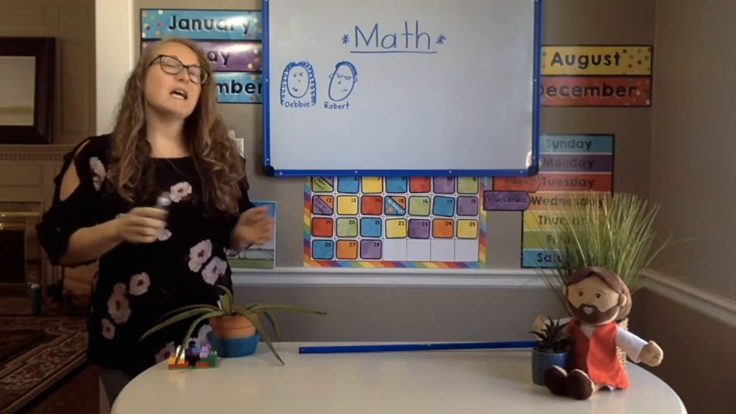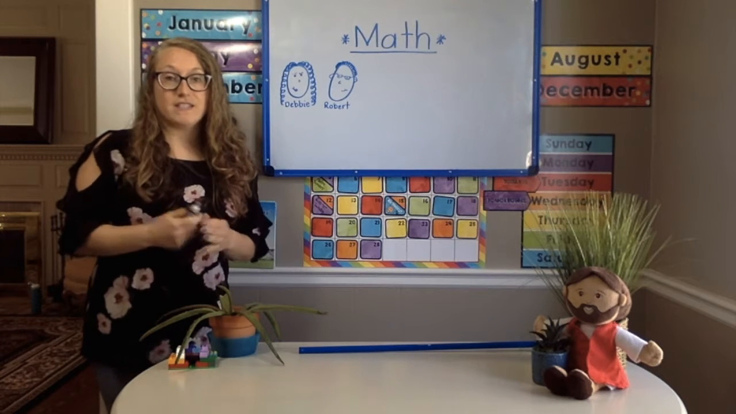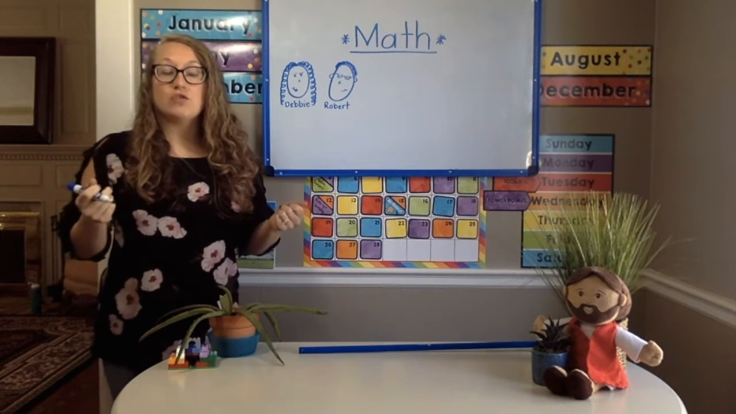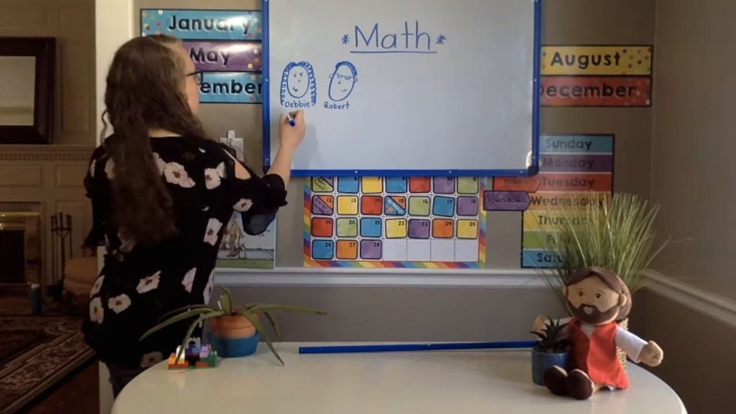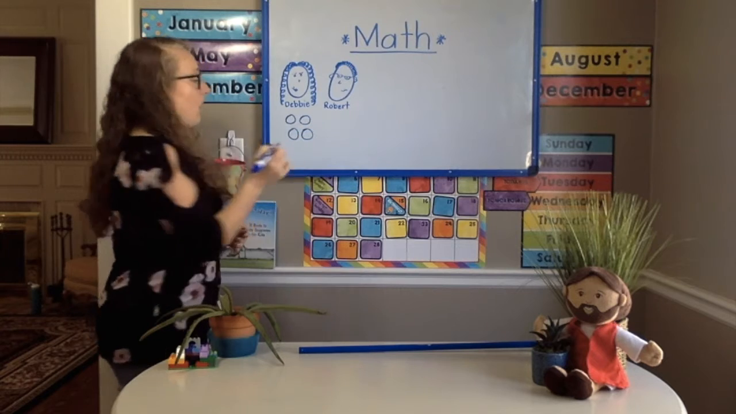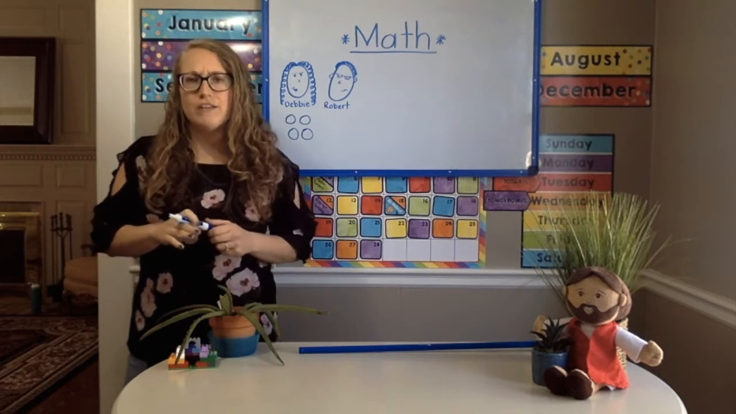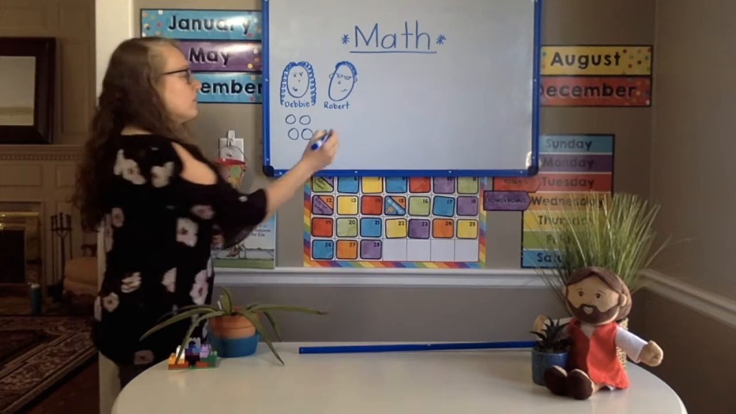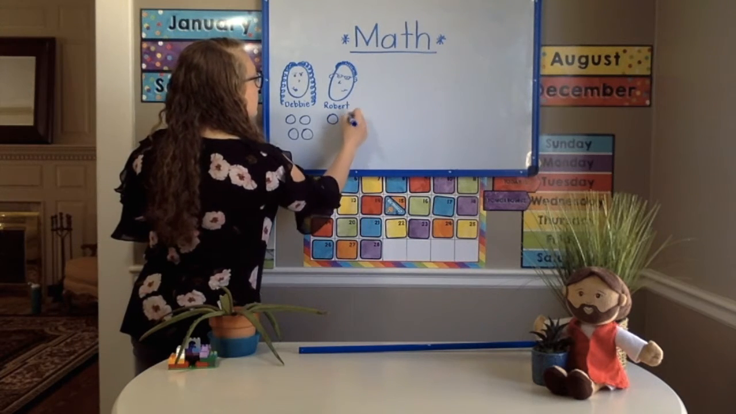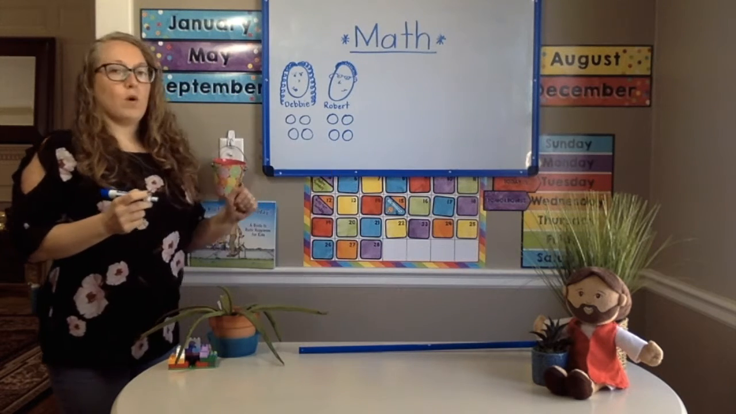So for our next one, let's say that Debbie has 4 strawberries. 4. So let's draw 4 circles. 1, 2, 3, 4. And let's say Robert has 4 strawberries too. Let's draw 4 more circles. 1, 2, 3, 4. 4 plus 4.